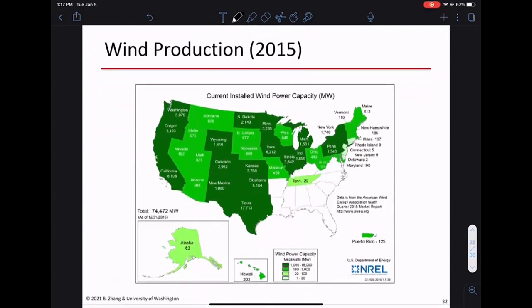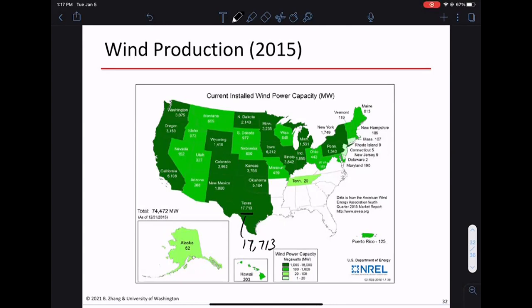If you look at wind production in 2015, wind is really concentrated where you would think. That's not a very surprising map. All throughout the West Coast has a lot of wind. A lot of wind is in Texas. Texas by far has the most wind in the US. The Midwest also has a lot of wind, and the eastern seaboard has a lot of wind. So this is the wind distribution.